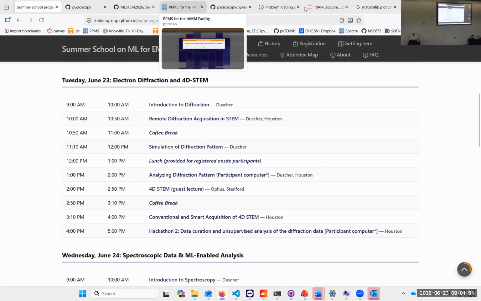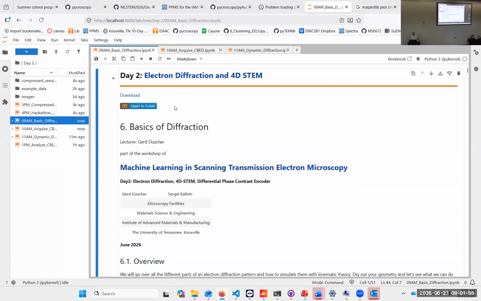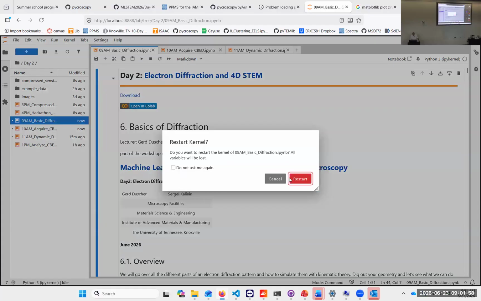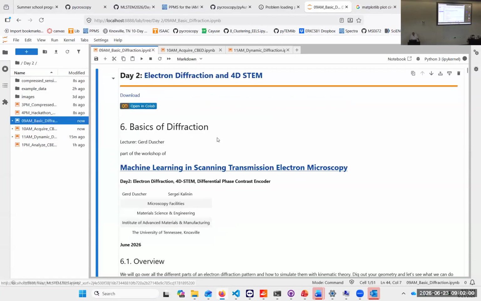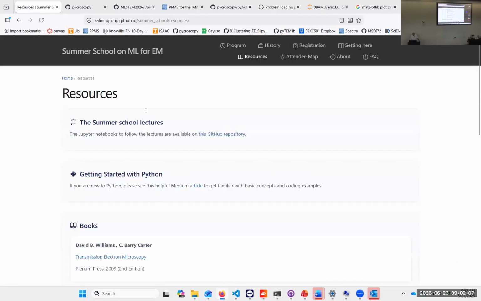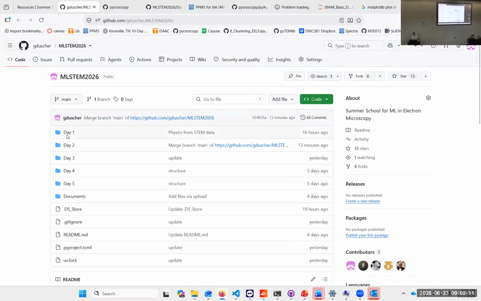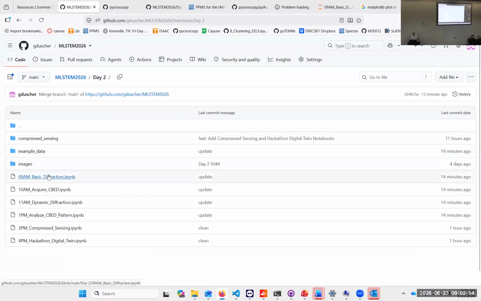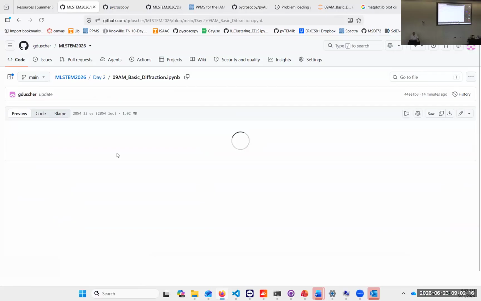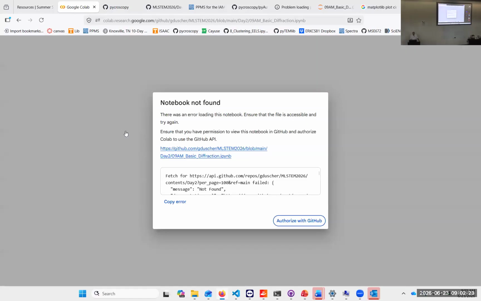As usual, I have problems with getting my stuff done. I'm restarting my thing. So if you haven't been here, let's go back. Under resources, GitHub repository. We are on day 2. And so if you go to basic diffraction, you can follow that on Colab if you just log on to that.